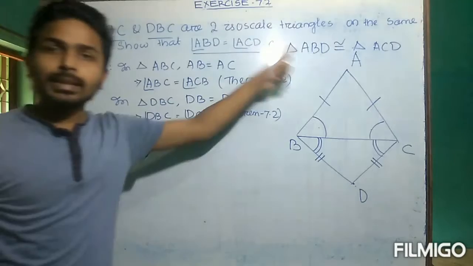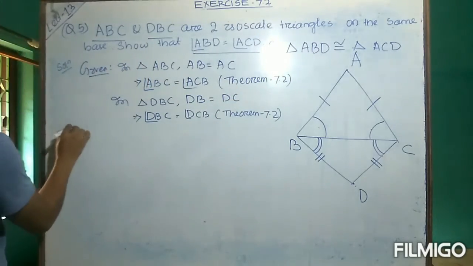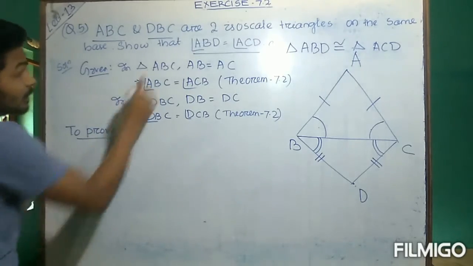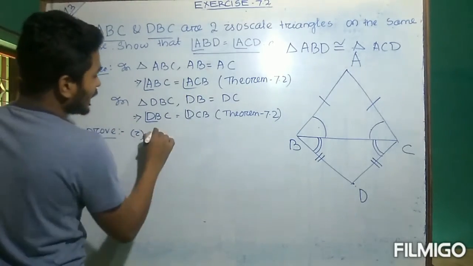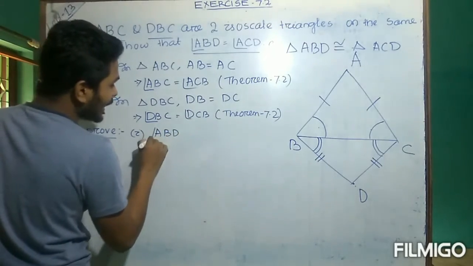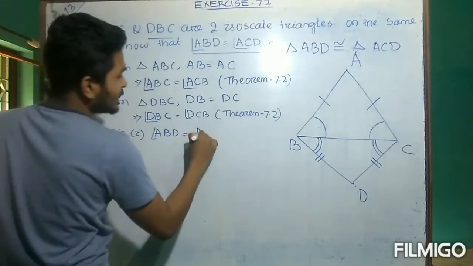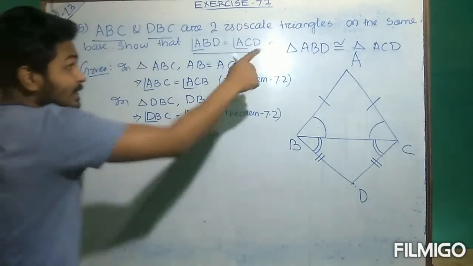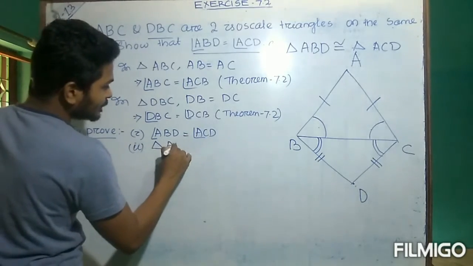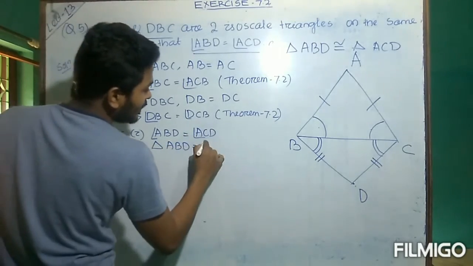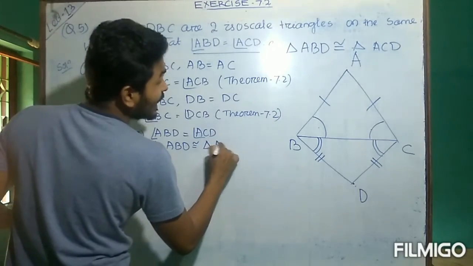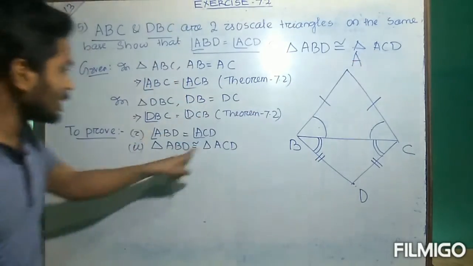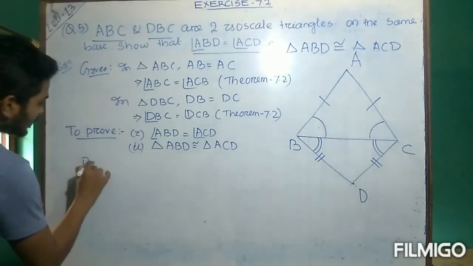So two things we need to prove here. To prove: first, that angle ABD is equal to angle ACD. And the second thing that we need to prove is that triangle ABD is congruent to triangle ACD. I have forgotten to write this thing, you can write it now. Now let's prove the first statement.